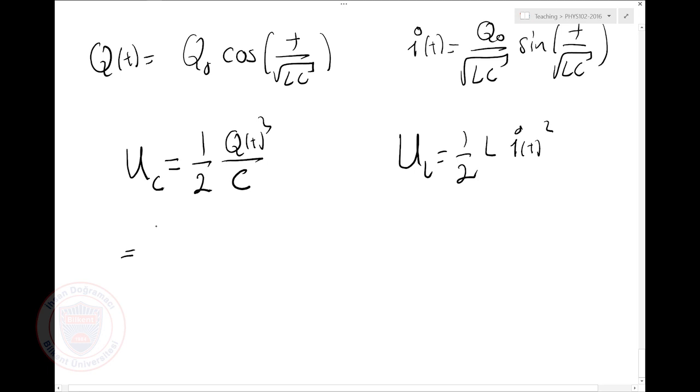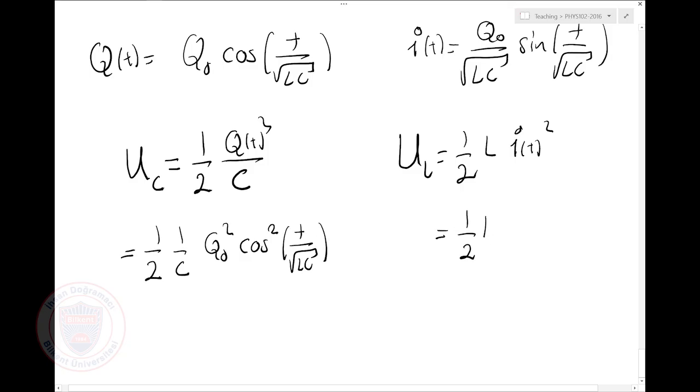This is going to be 1/2 1 over C Q0 squared cosine squared of t over square root of LC. And this is going to be 1/2 L Q0 squared over LC sine squared of t over square root of LC.